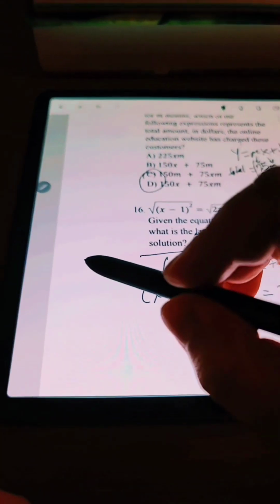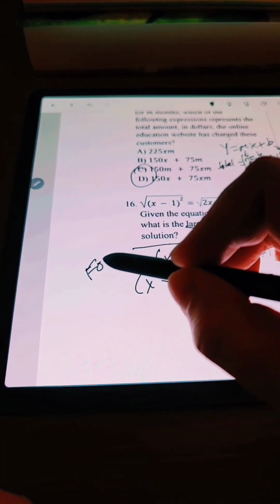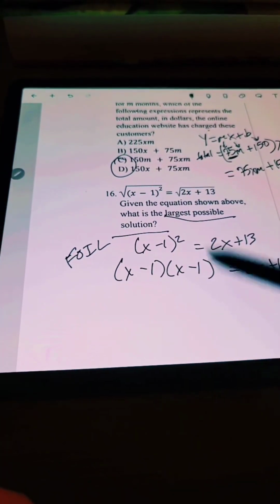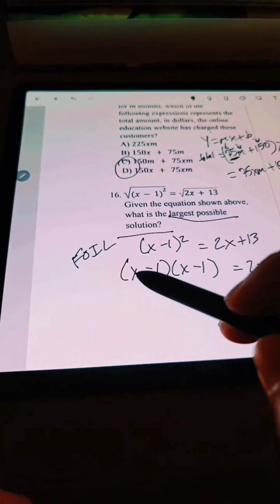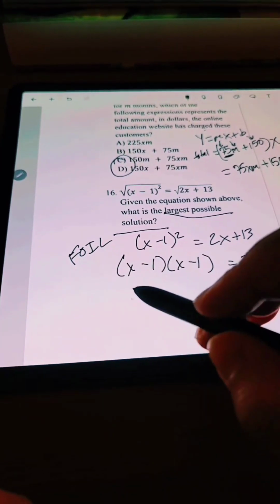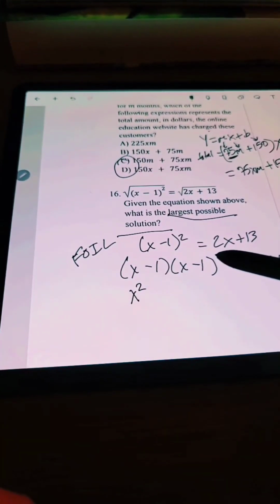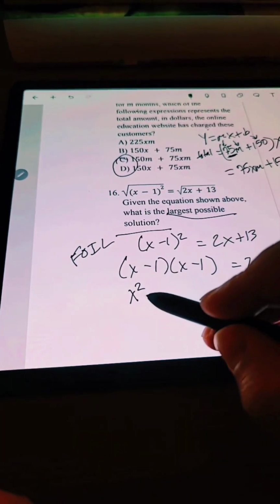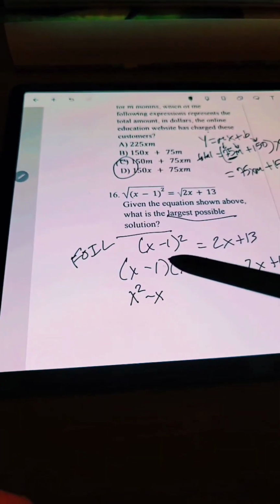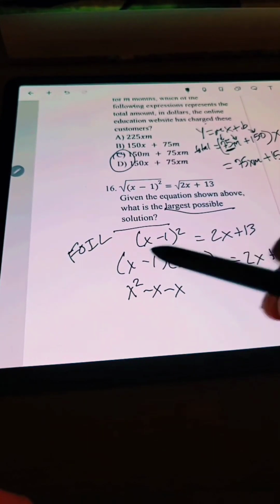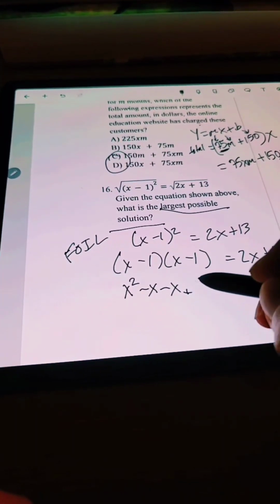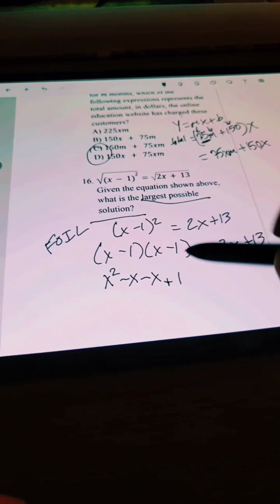So FOIL, remember, is the acronym that stands for what we multiply when we have two terms plus or minus in parentheses times two terms plus or minus in parentheses. So F stands for first, so we're multiplying x times x, which is x squared. O stands for outer, so we're multiplying negative 1 times x, which becomes negative x. I stands for inner, so negative 1 times x, negative x. And then L stands for last, negative 1 times negative 1 is going to be plus 1 right there.